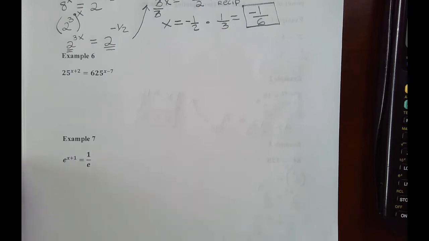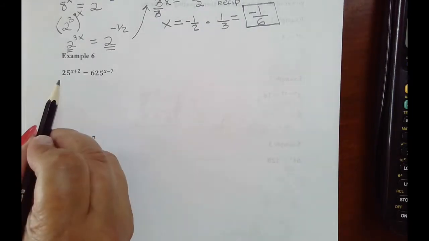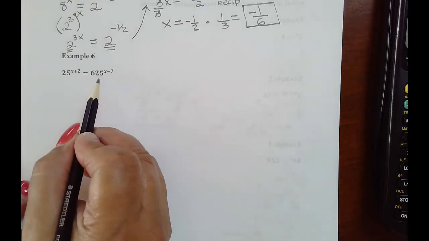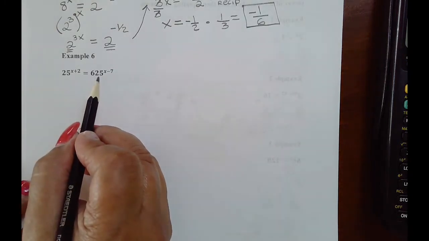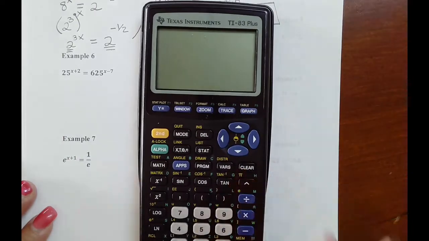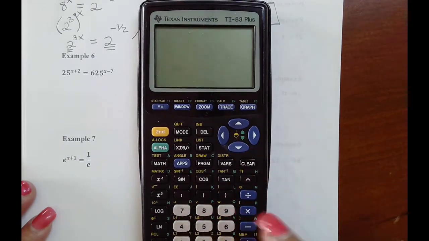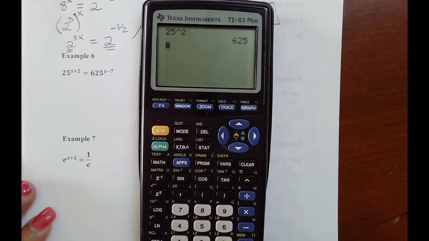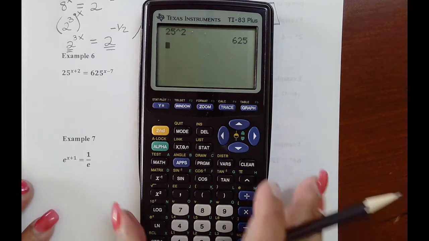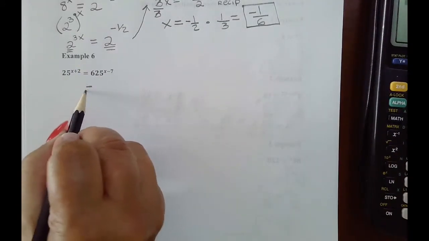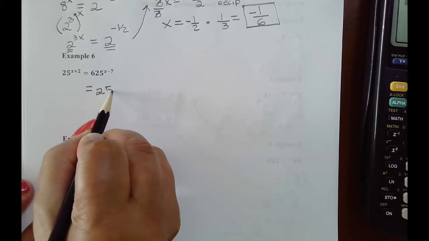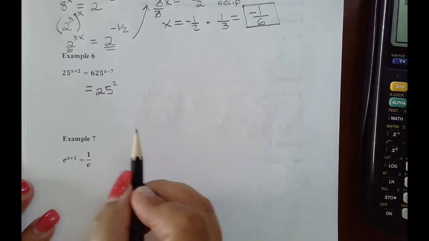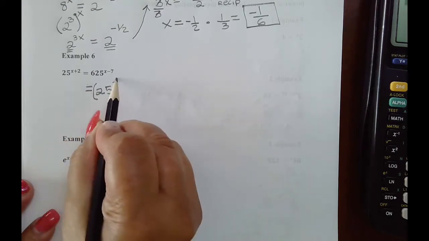Moving to example 6. Here we have a 25 on the left, 625 on the right. It's possible that what you're seeing right here, maybe you can use that to create a 625. If we cannot, we will go smaller. So let's give that a shot. All right, let's see, 25. Let's see what happens when you square. There it is right there. So we can make the bases the same just by going 25 squared to represent that 625.